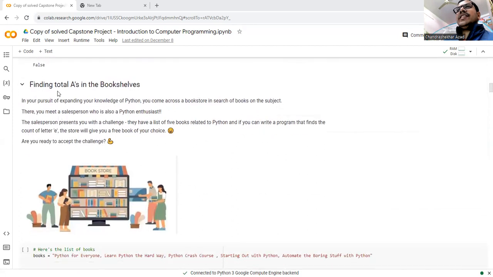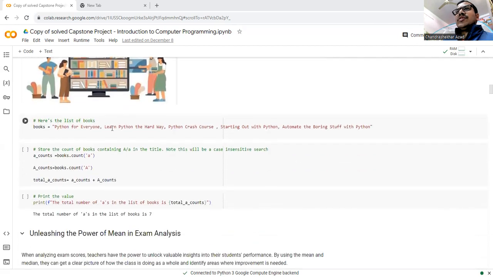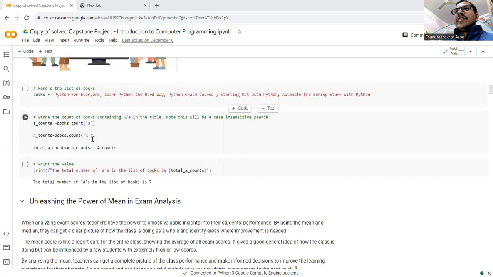The fourth problem is finding the total A's in the bookshelves. Here some names of books are given, that is first we assign the names of books, that is books is equal to: first book name is Python for Everyone, second book is Learn Python the Hard Way, third Python Crash Course, fourth is Starting Out with Python, and fifth is Automate the Boring Stuff with Python.